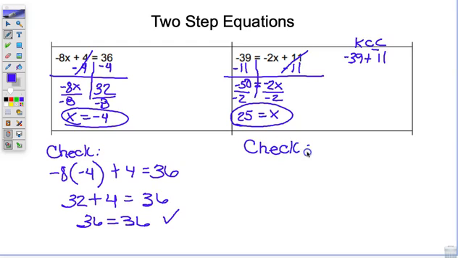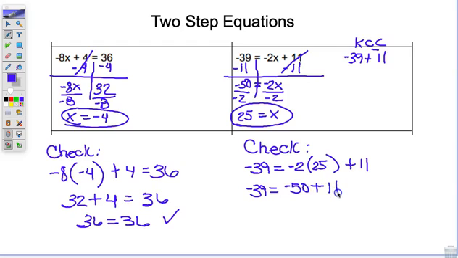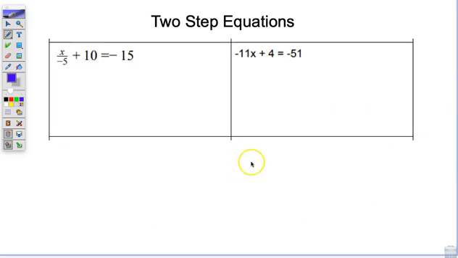Let's check our answer. So negative 39 in the original equation is equal to negative 2 times 25 plus 11. Let's see if we are right. Negative 39, negative 2 times 25 is a negative 50 plus 11. Negative 39 is equal to a negative 50 plus a positive 11, which is in fact a negative 39. So we're definitely correct and we're good to go to the next few problems.